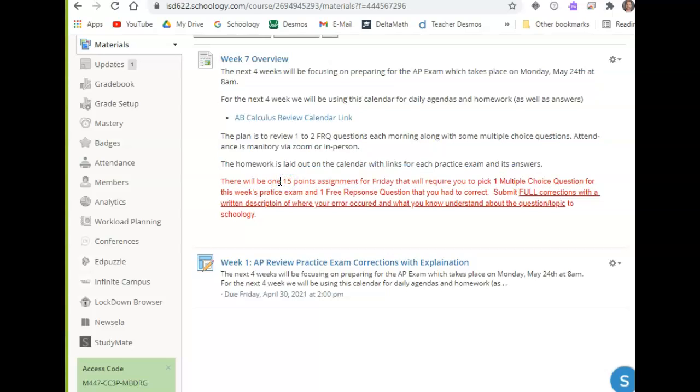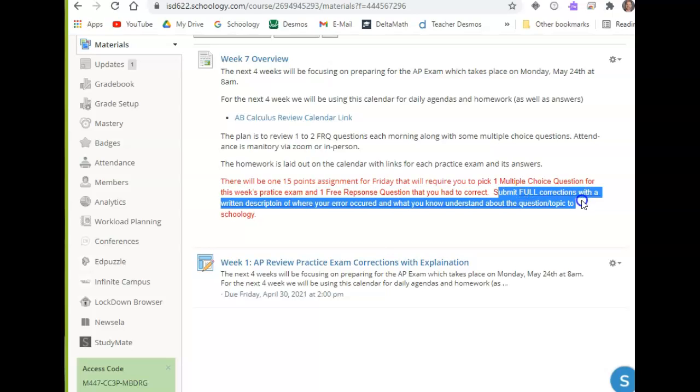There will be a 15-point assignment. Now this is a big shift. There's a 15-point assignment each week that's due on Friday that will require you to pick 1 multiple choice question from this week's practice exam and 1 free response question that you have to correct. What you're going to do is submit full corrections with a description of where your error occurred and what you understand now about the question/topic in Schoology. So let me show you what we mean.